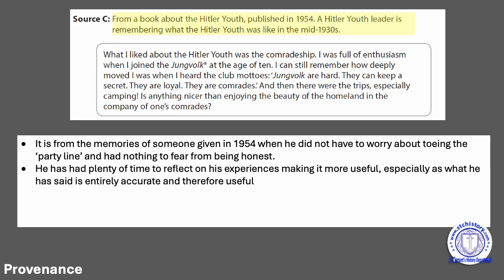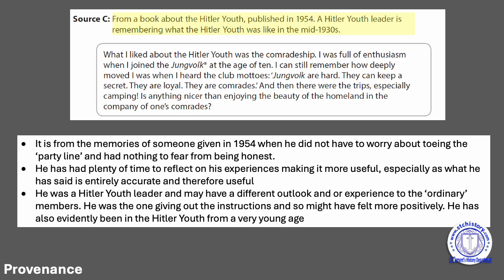It's quite a fair point, I think. He's got plenty of time to reflect on his experience, being 1954, so a good 20 years later. Maybe a little bit less, this makes it even more useful, especially as he's been able to think about what he's saying. And of course, what he does say in there is accurate. You know it's accurate. If you really wanted to be critical a little bit, even though we're saying be positive, if you notice something wrong, then say it, but you won't notice anything wrong because Edexcel want you to be positive. So this is typical of a Hitler Youth leader.